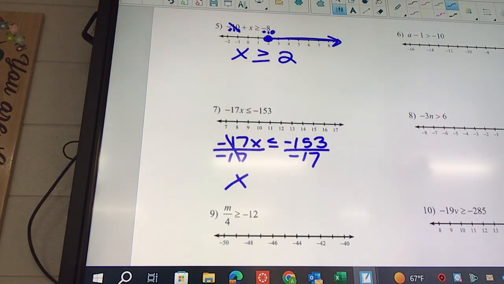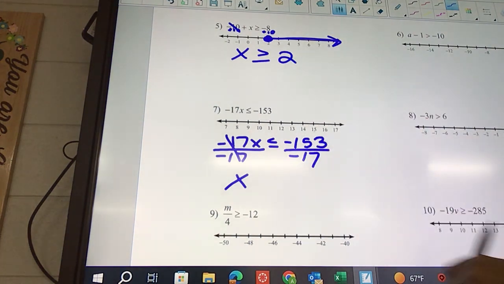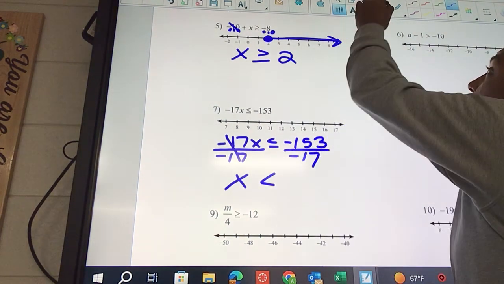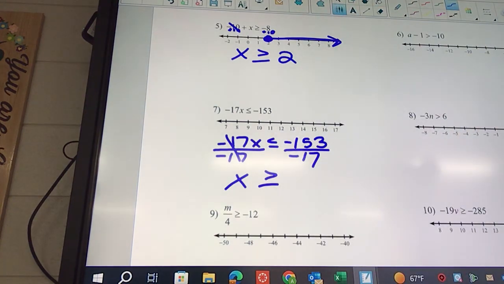Okay. When you listen, this is so important. When you multiply or divide by a negative, you have to flip your sign. Okay? When you multiply or divide by a negative, you have to flip your sign. So notice how the sign is going this way. Now it needs to be going this way. Okay? It's still going to have a line underneath of it, but now it's facing the other way. You didn't flip it.